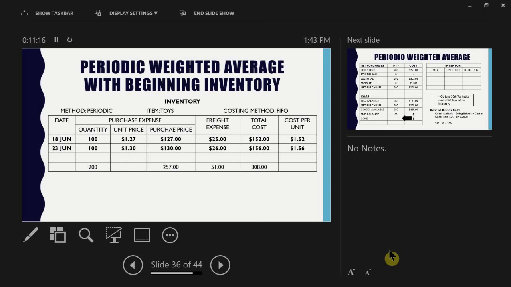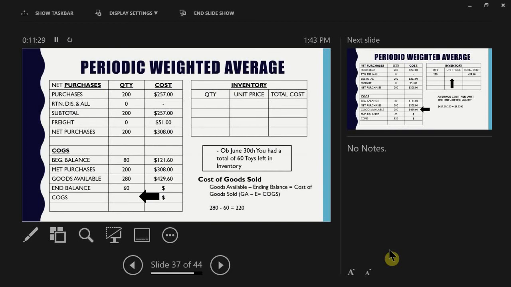If you solve for the average cost per item here, that's not actually true because we actually have a little more than that. So in this case, we could skip this one because we have a beginning inventory. So now I plug in all my numbers, right? I plug in all my net purchases, and now this time I plugged in my beginning balance. Now that I plugged in my beginning balances, I need to calculate my total goods available, which in this case, 80 plus 200 gives me 280.